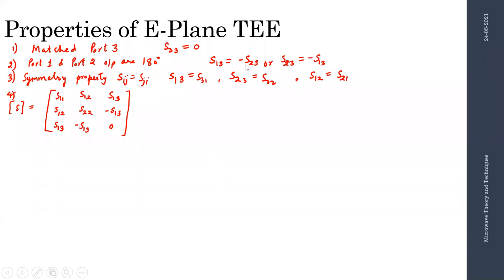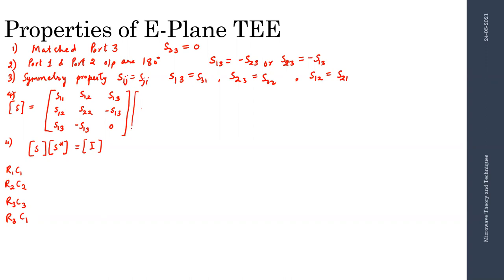Then apply the unitary property. Fourth, I am applying the unitary property. What is the unitary property? The S matrix multiplied by its conjugate is equal to the identity matrix. So you write this matrix and its conjugate and tell me the R1C1, row 1 column 1, then row 2 column 2, R3 C1. Everyone, please note down. The product is always equal to I, the identity matrix. You just write it.